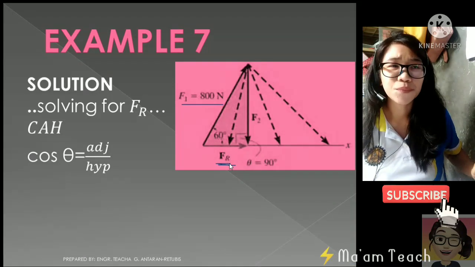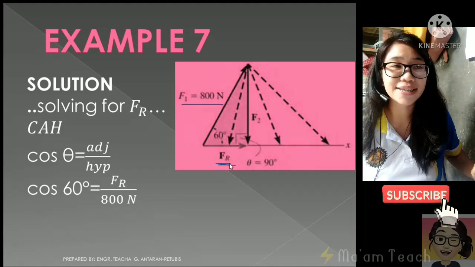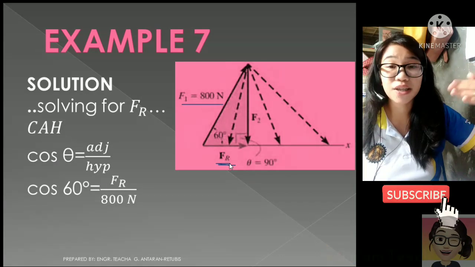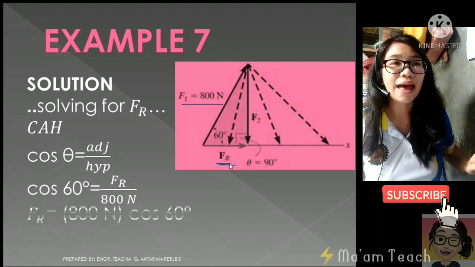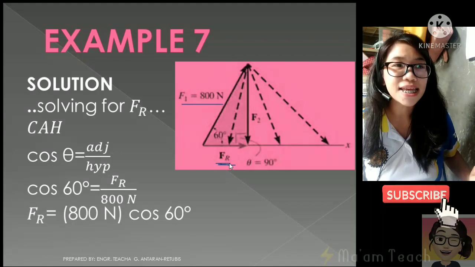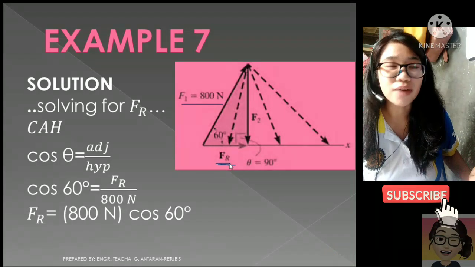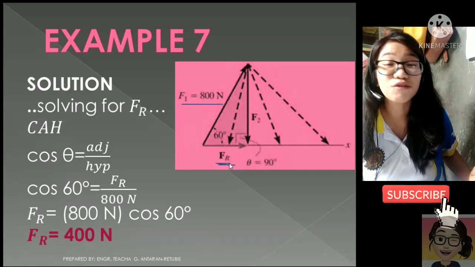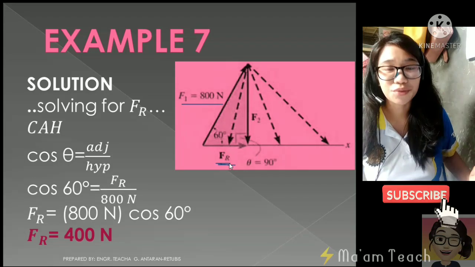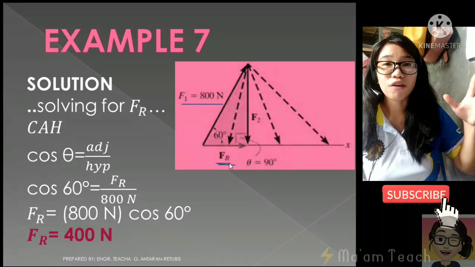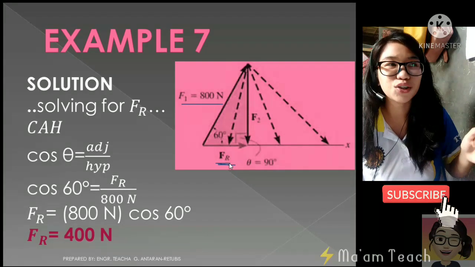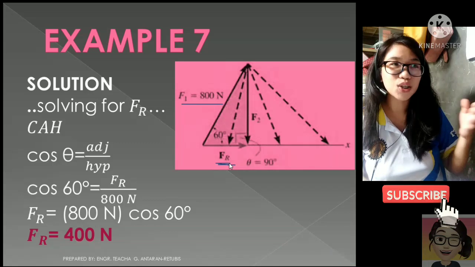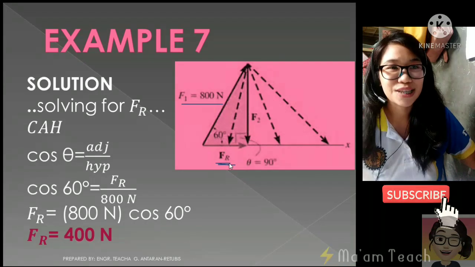So substituting, class, still the same angle, which is 60. So cosine of 60 is equal to the adjacent side, f sub r, over the hypotenuse, 800. So cross multiplying, we'll have 800 cosine 60, and using your calculator, the value will then be 400 newtons. So there you go, class, the values of the f sub 2 as well as its direction, and here you go, the magnitude of the f sub r. And that's the solution for example number 7.